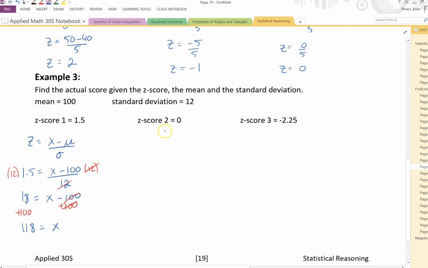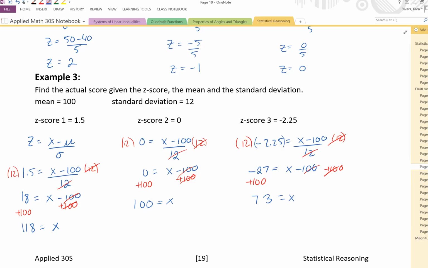So z-score 2 is 0, z-score 3 is negative 2.25. I'll give you a moment to do that, and you can come back and check with my answer. Alright, so you should have got a z-score of 0 was a 100, which makes sense because that's our mean, and a z-score of negative 2.25 is 73, which makes sense because it's below the mean. Alright, let's take a look at another example.